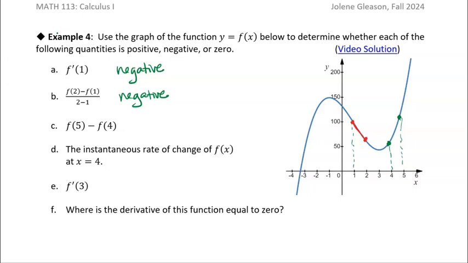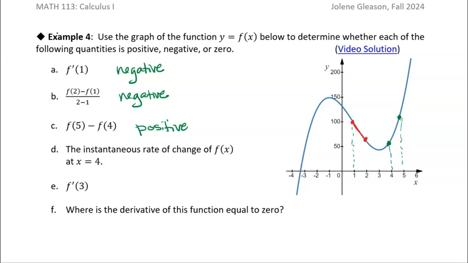And the y value of this would be f of 4. And so now this is not a rate of change. This is just the change in the y value, right? So you can see that the value of f of 5 is bigger than the value of f of 4. So if we subtract them, we're going to get a positive value. So this one is positive.